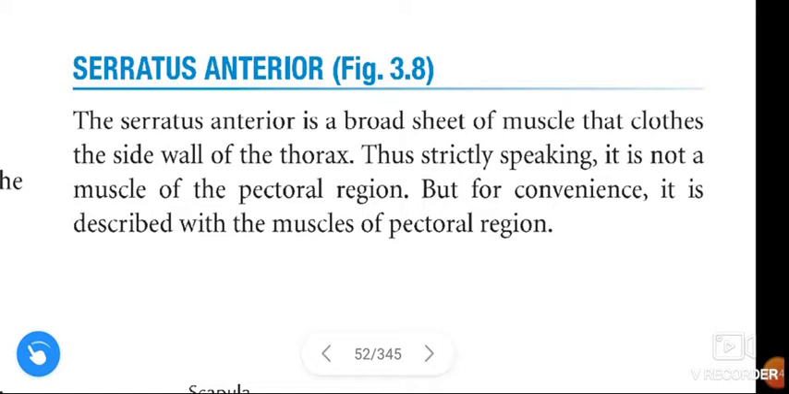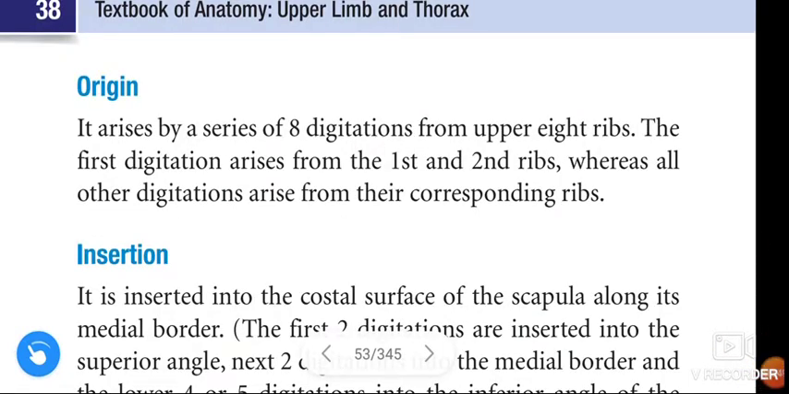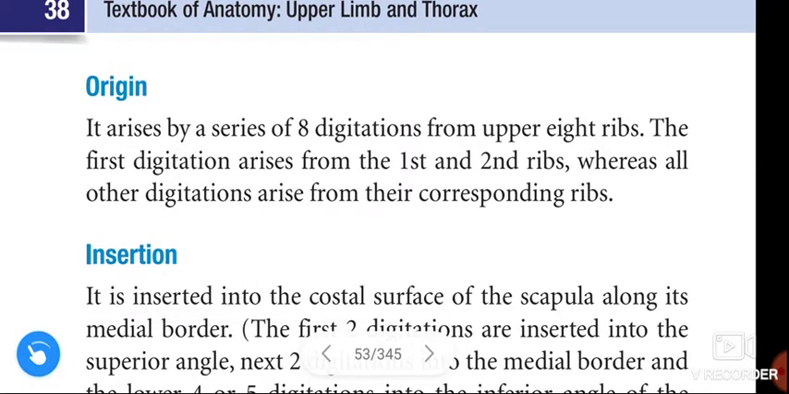Next, origin of the serratus anterior. It arises by a series of 8 digitations from upper 8 ribs. The first digitation arises from first and second ribs, whereas all other digitations arise from their corresponding ribs.